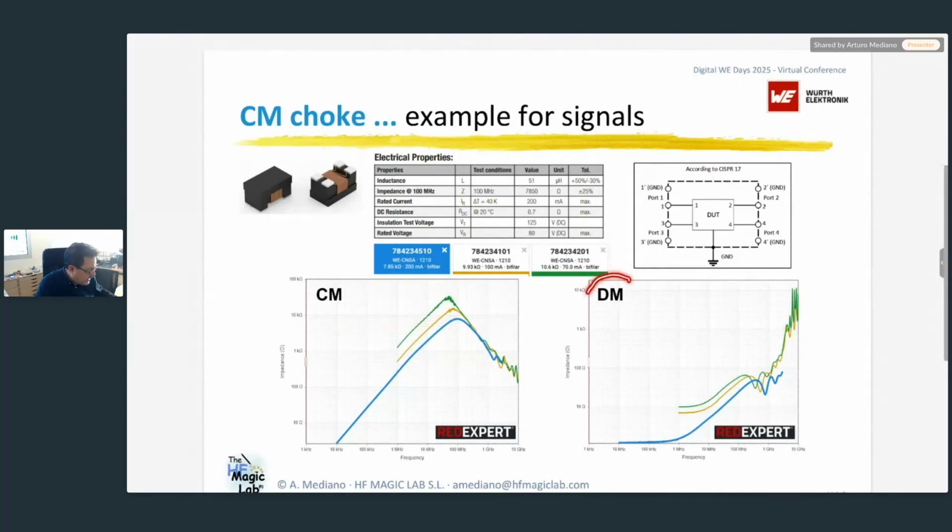Obviously, we have some kind of differential mode filtering. Remember, the common mode choke is not invisible for the differential mode signal. We have some leakage, and this is what we see in this picture. You see 3 different graphs because I am using REDEXPERT, the tool from Würth Elektronik that is able to compare different components in the same graph. Okay. Remember that the component I will be using in my demo is this one, 7H4234510. This is a 51 microhenries inductor.